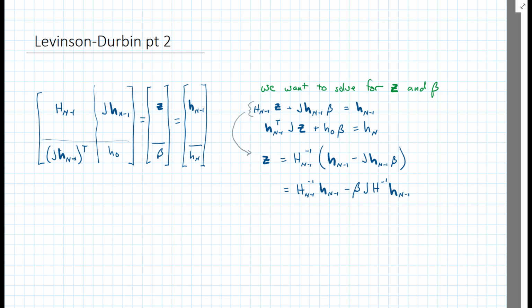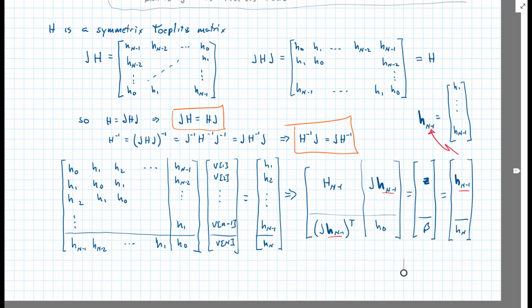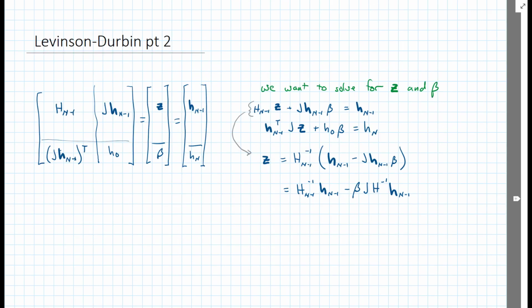Okay, first, how did I get to that step? As you recall, J and H, and J and H inverse commute. So when we multiplied that through, we commute. And of course, a scalar commutes with a vector and a matrix. So that works out there.